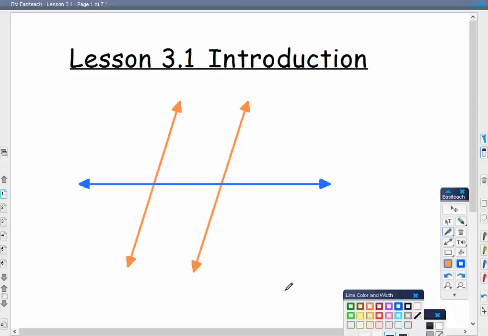Today we're taking a look at lesson 3.1, and I wanted to start things off with a brief introduction for you before we get into the vocabulary and some of the examples.